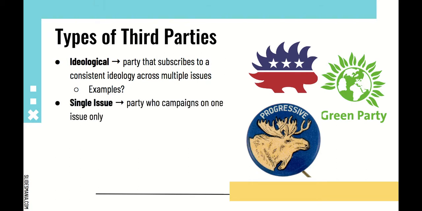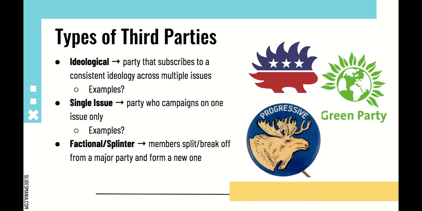There are also single issue third parties, and that's basically what it sounds like. These are parties who campaign on one issue and one issue only. So, for example, you have the Marijuana Party, the Right to Life Party, the Green Party, right? Those are really campaigning for that single solitary issue. Marijuana would be the legalization of marijuana. Right to Life, focusing on anti abortion policies. The Green Party is still in existence and it's pretty prominent, but that is an environmental group largely.